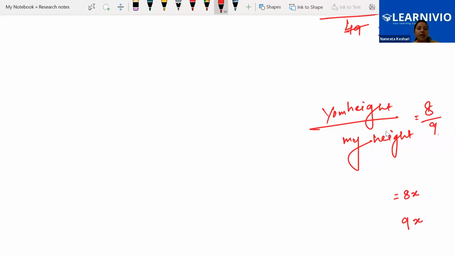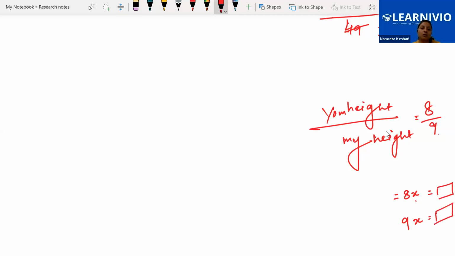Now this x can be any number. It can be 10, it can be 20, it can be 30, 40, whatever. X is just a number. So maybe x is 11 or maybe 12 or maybe 13. So accordingly we will be getting your height and my height in centimeter.